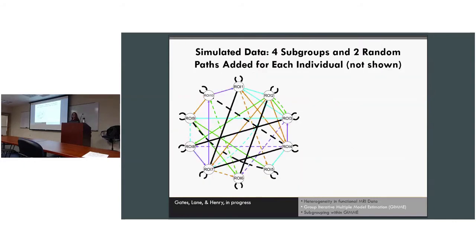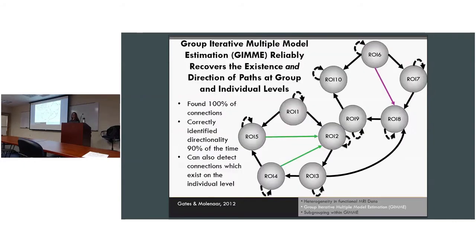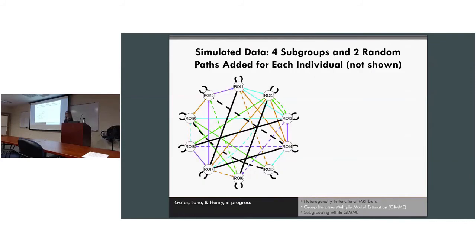So then we felt perhaps overly confident with our successes so far, and we made really messy data on purpose to kind of tax our system and see how well it can do. So here we simulated data for 4 subgroups.